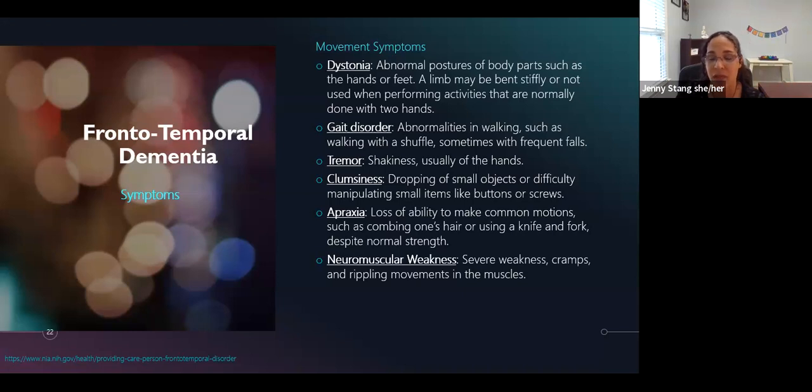Apraxia is the loss of ability to make common motions, such as combing your hair or using a fork and knife despite normal strength. So things that they've been doing their whole lives, maybe they are finding a difficulty achieving those tasks. And neuromuscular weakness, so severe weakness, cramps, and rippling movements in the muscles.